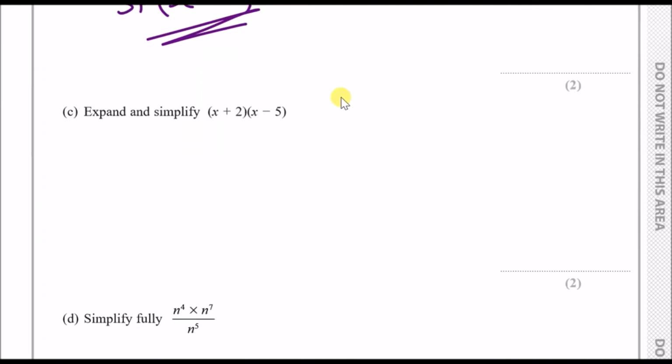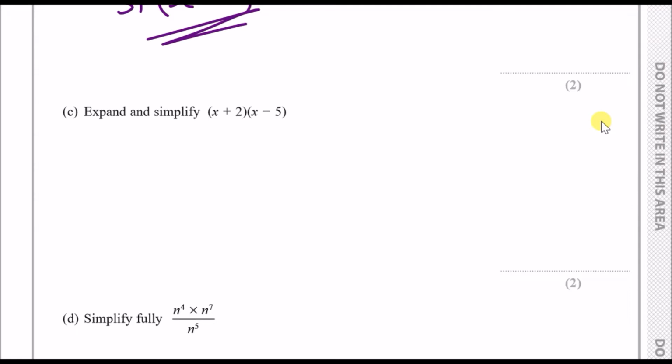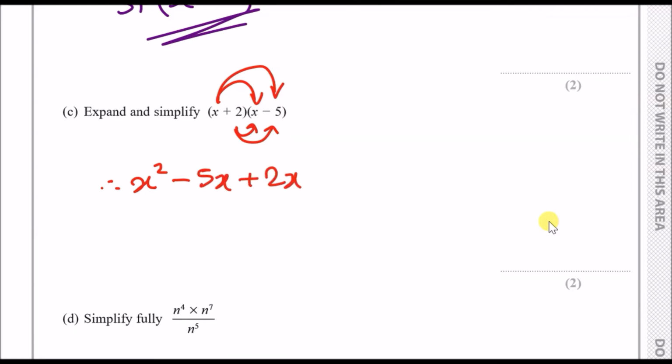Now for part C, they want us to expand and simplify that double bracket. So for these cases, you always do term by term when you multiply. So it's going to be x times x, x times minus 5, and then 2 times x, 2 times minus 5. So when you do that, x times x is x squared, x times minus 5 is minus 5x, 2 times x is plus 2x, and lastly, 2 times minus 5 is minus 10.